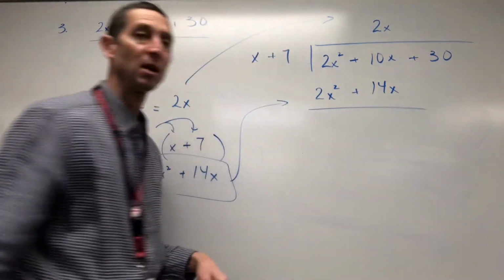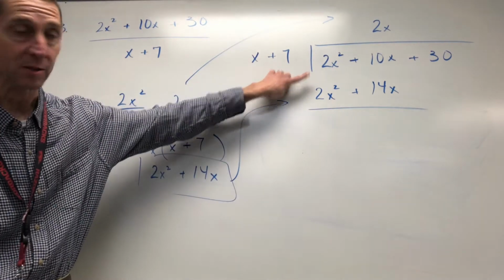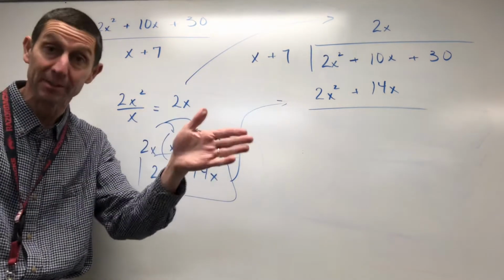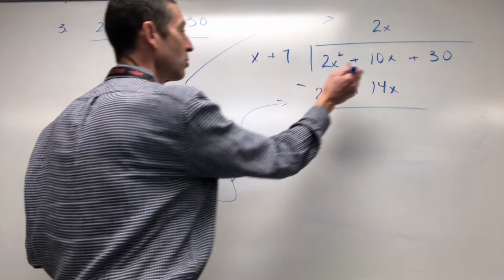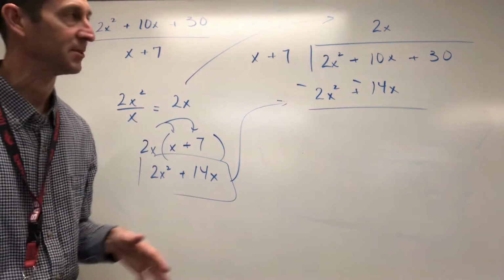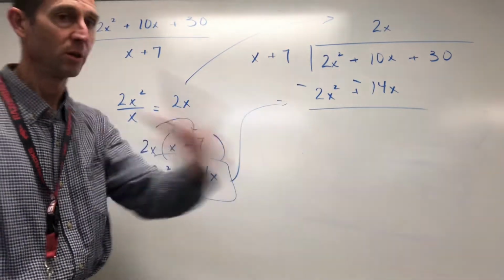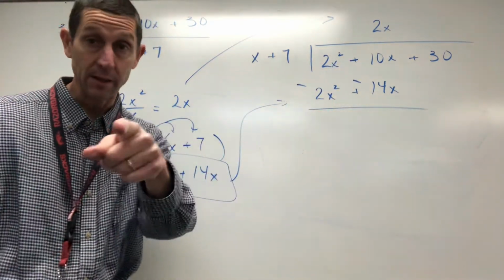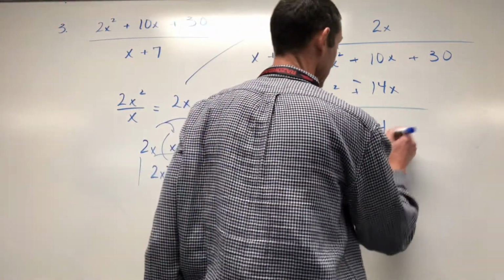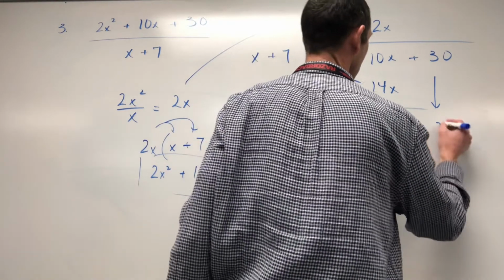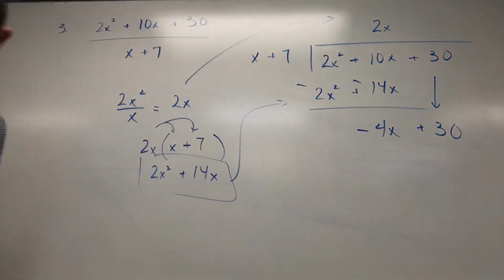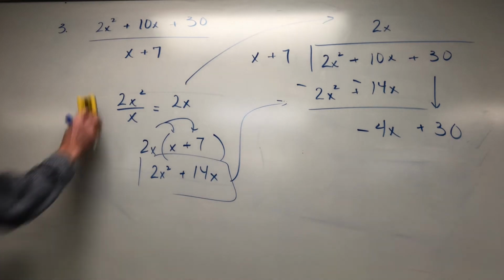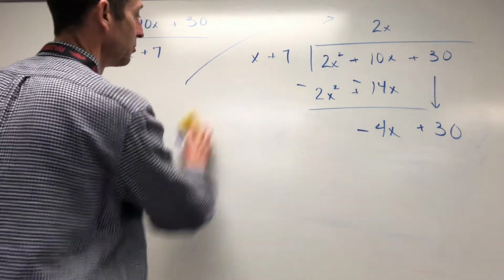We're feeling like we're off to a good start because here's 2x squared, there's 2x squared. Yes, they're going to cancel. All right, let's subtract. You always got to be careful with those negative signs. 2 minus 2, gone. Here is 10 minus 14, negative 4x. Bring down the 30. All right, let's get round 1 cleaned out of the way here.